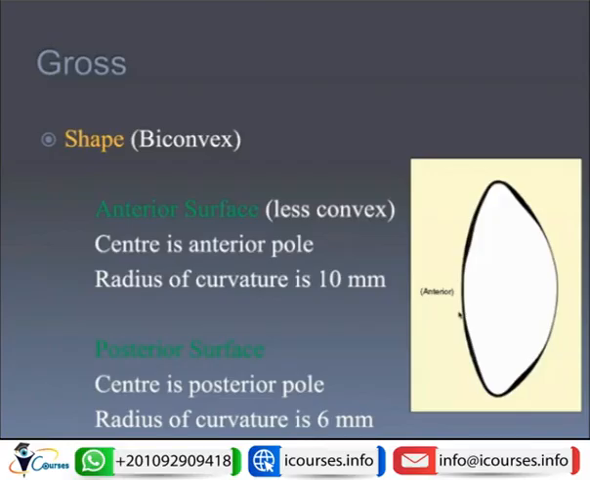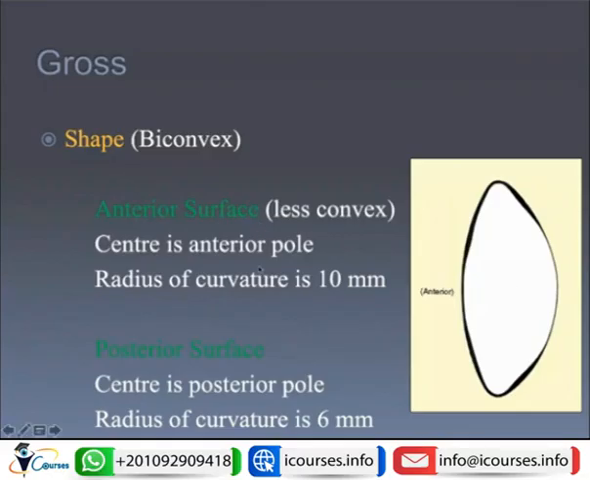There is an inverse proportional relation between the radius of curvature and the convexity. The more curved the surface, the smaller the radius of curvature, while the less convex, the larger the radius of curvature. That's why the anterior surface, which is less convex, has a radius of curvature of 10 millimeters, while the posterior surface is more curved and has a smaller radius of curvature, about 6 millimeters. This relation will be discussed in more detail in optics.